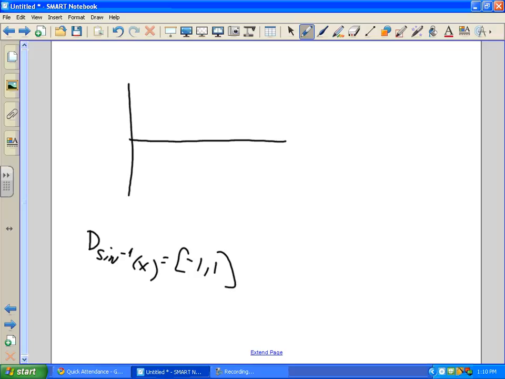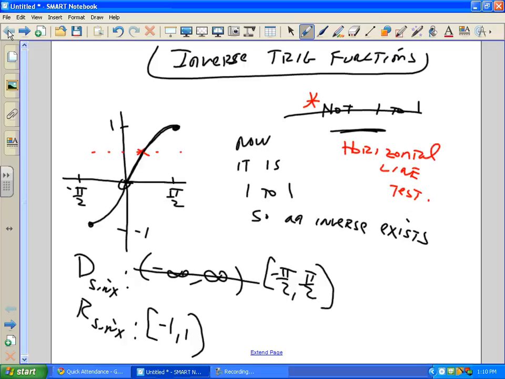Because the domains and ranges of inverses switch. So what will the range of the inverse sine function be? -π/2 to π/2. Good.